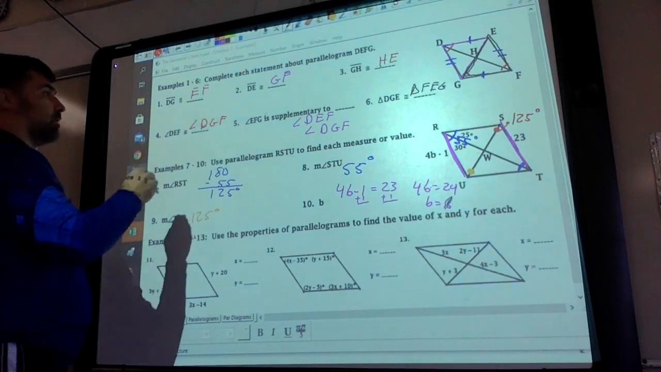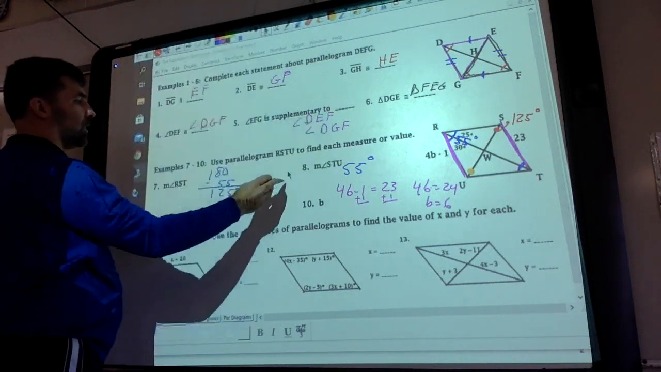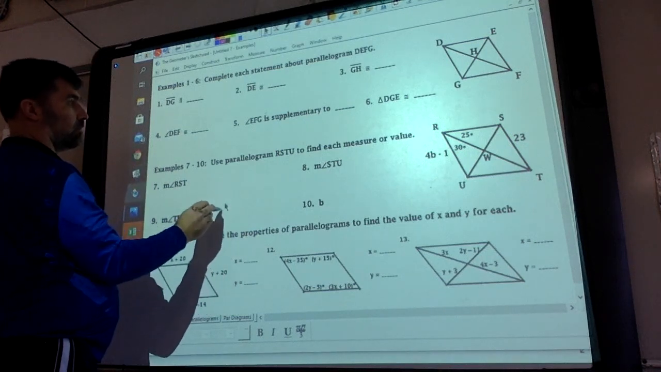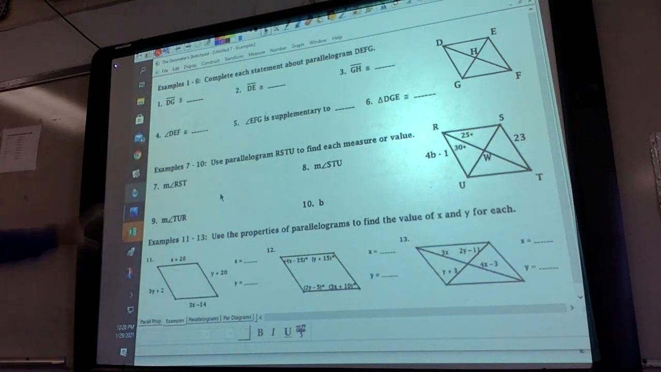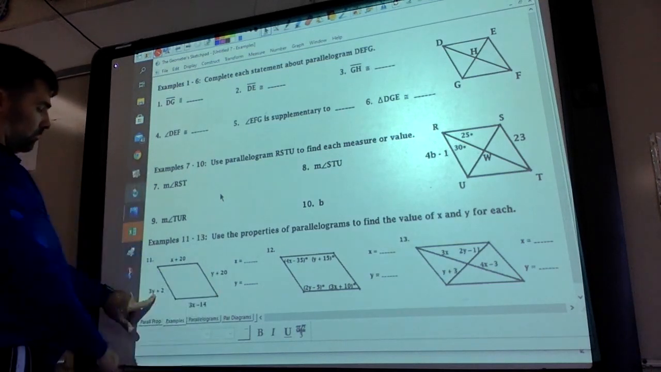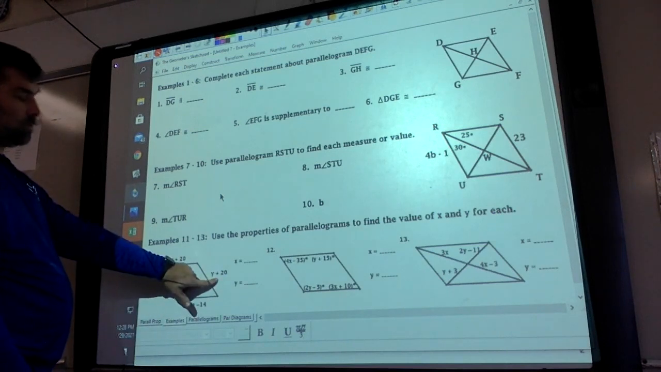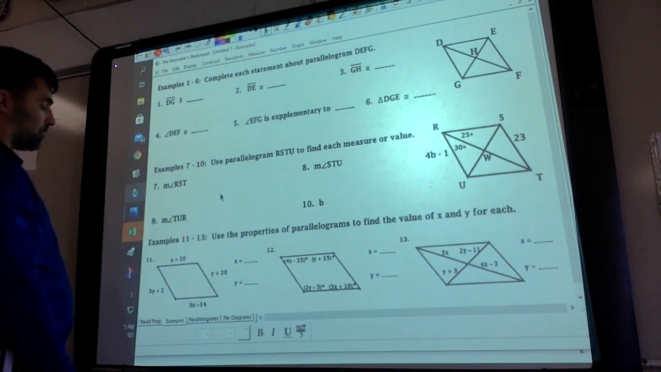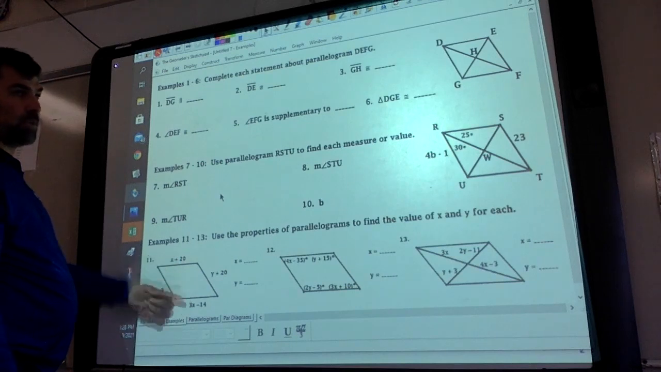Okay, so let's look at 11 through 13. We're not going to work all these, but here's what I want you to understand. For 11, am I dealing with sides, angles, or diagonals? You can see 11 is dealing with sides. So what you would say is these two are equal to each other. I'm not going to work it, but you would say 3y plus 2 equals y plus 20. Solve for y. And x plus 20 is equal to 3x minus 14 because opposite sides are equal, and you solve that.